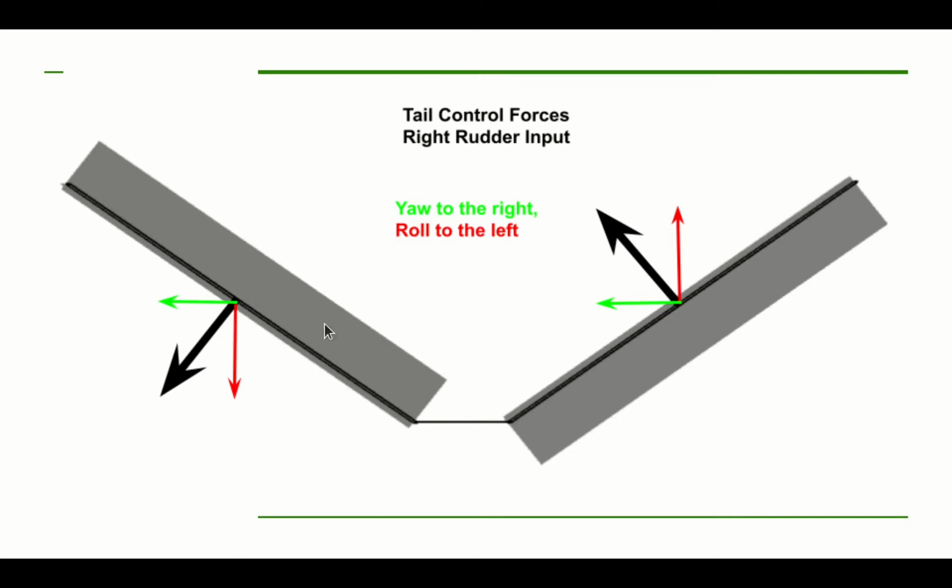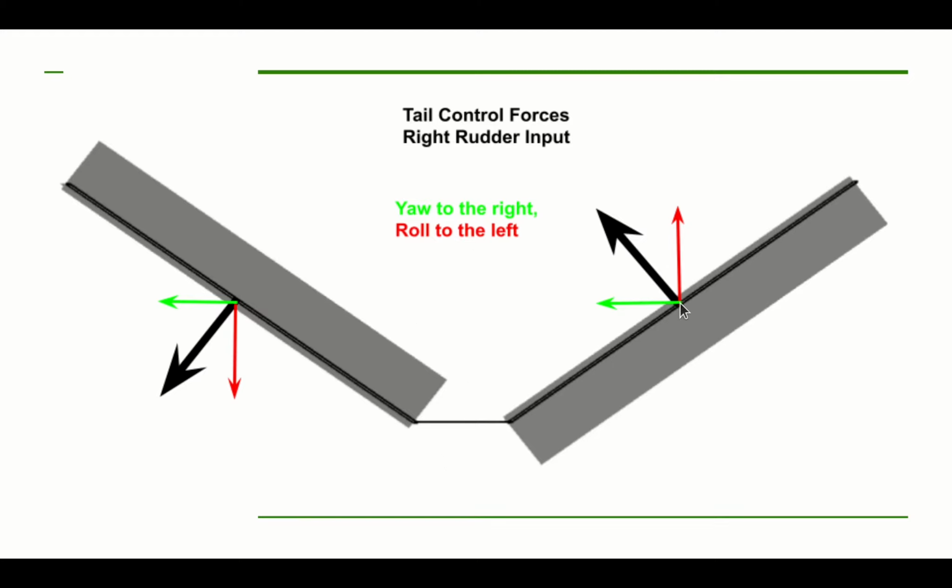So if you look at this green arrow, this is a component, the horizontal component of this force. So we got a force to the left, force to the left. So forces to the left on the tail cause the nose to go right. So this will be a yaw to the right. But we also have an upward force on this side and a downward force on this side. Now, as far as pitch goes, this upward force and downward force cancel each other out. So there's no up or down total force.